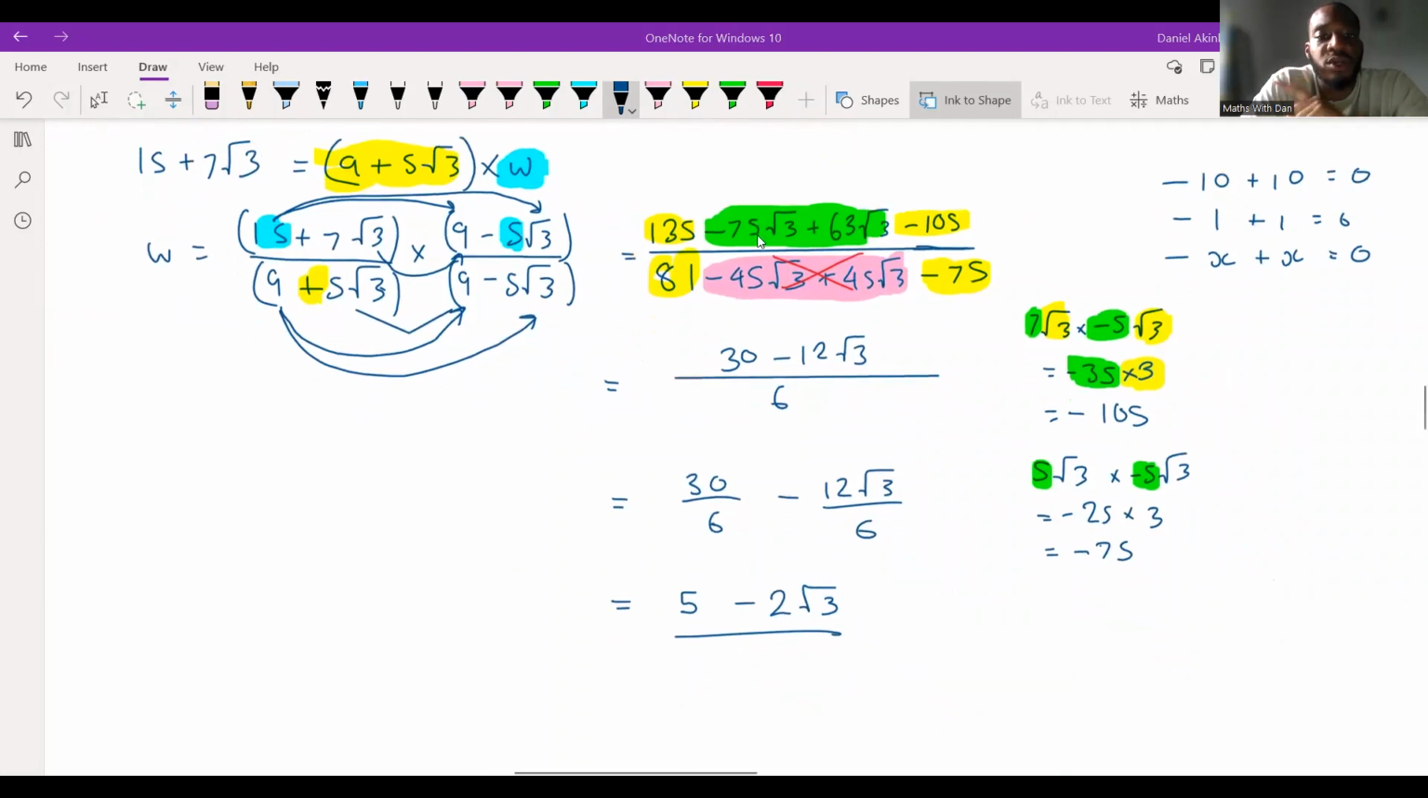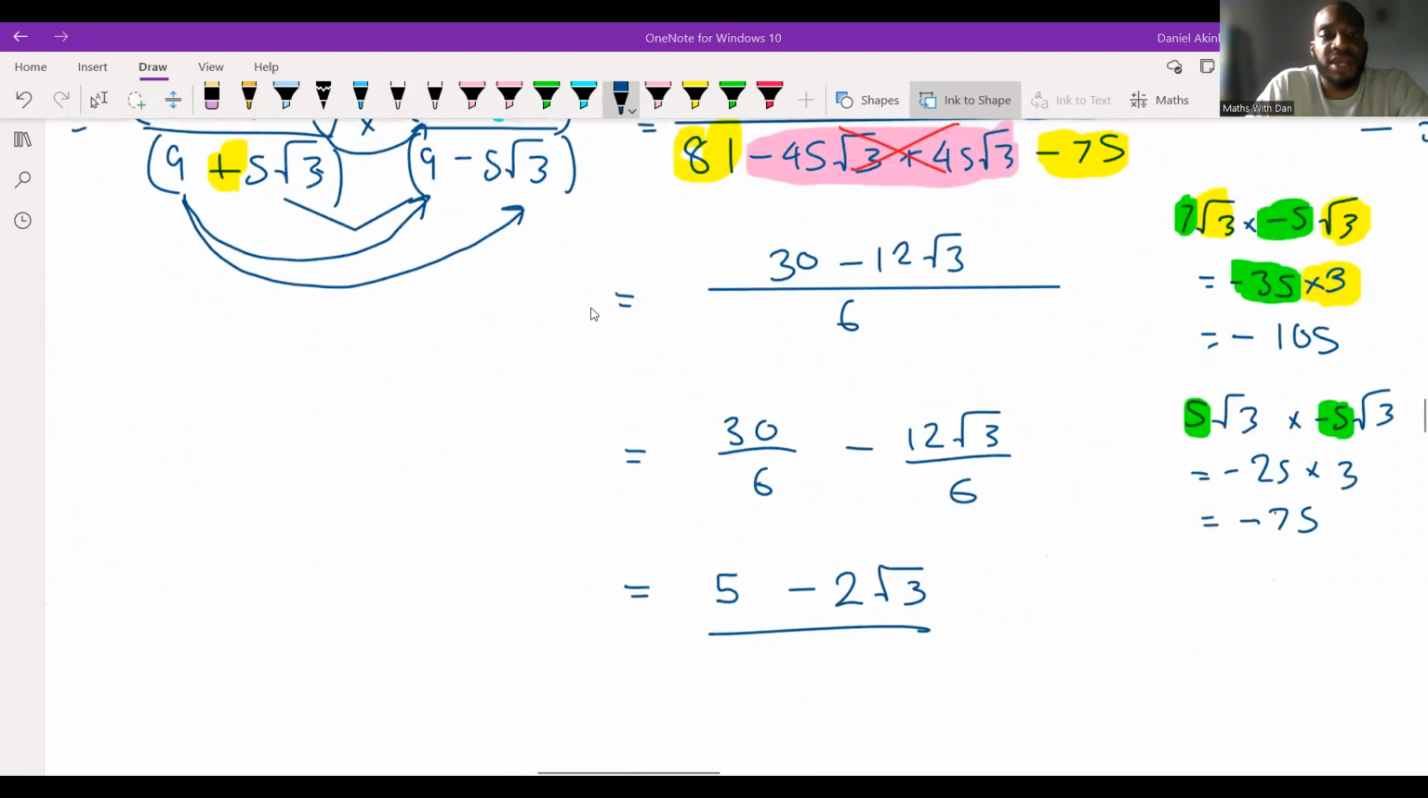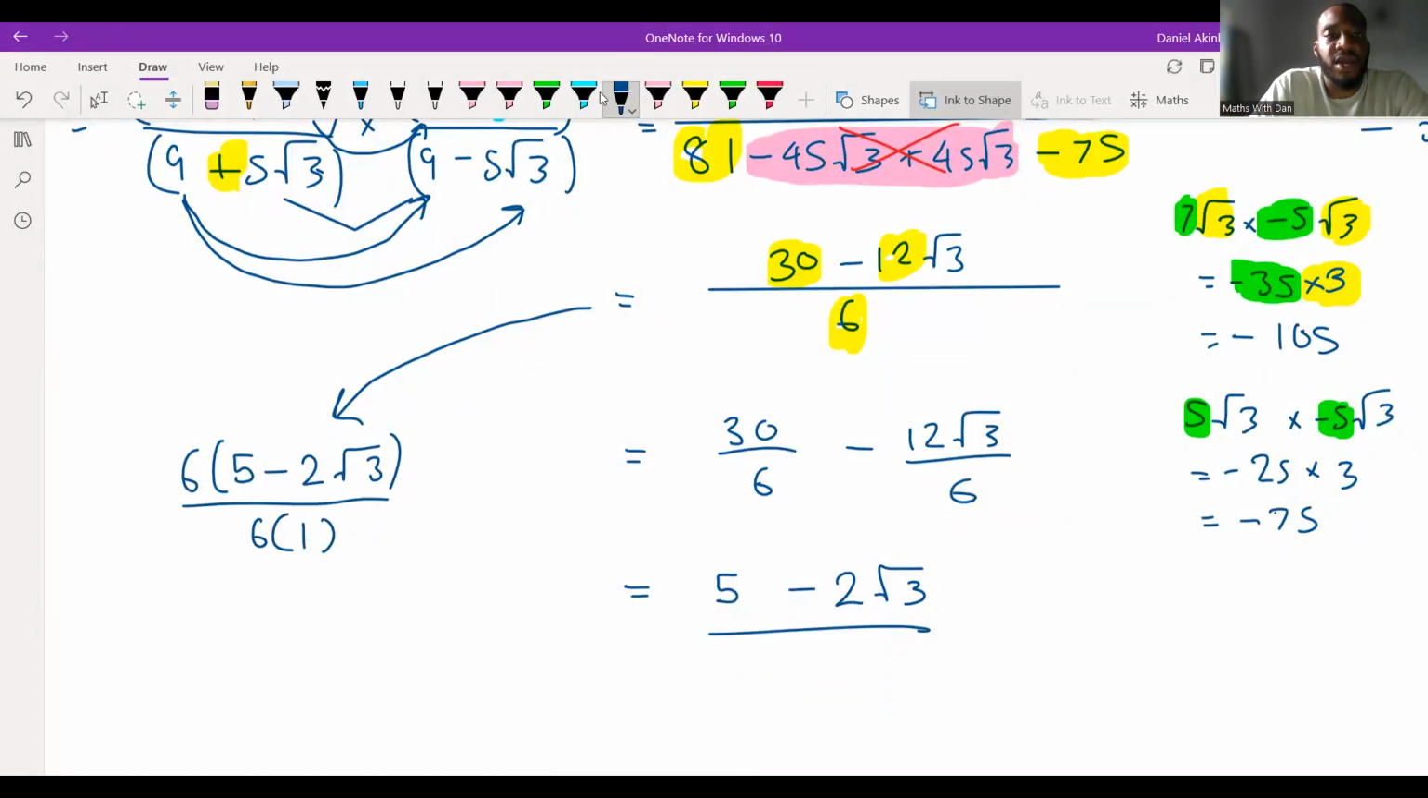And the other way you could have done from here, instead of splitting the fraction, is to look at this fraction entirely. I've got 30 here, I've got 12, I've got 6. I can see a factor of 6 everywhere. So you could have just factored it out of the top, with root 3 here, and then divided by 6, and factor out a 6 there too. And then these cancel, don't they? This here cancels with that. You're left with 5 minus 2 root 3 over 1, which is the same as 5 minus 2 root 3.